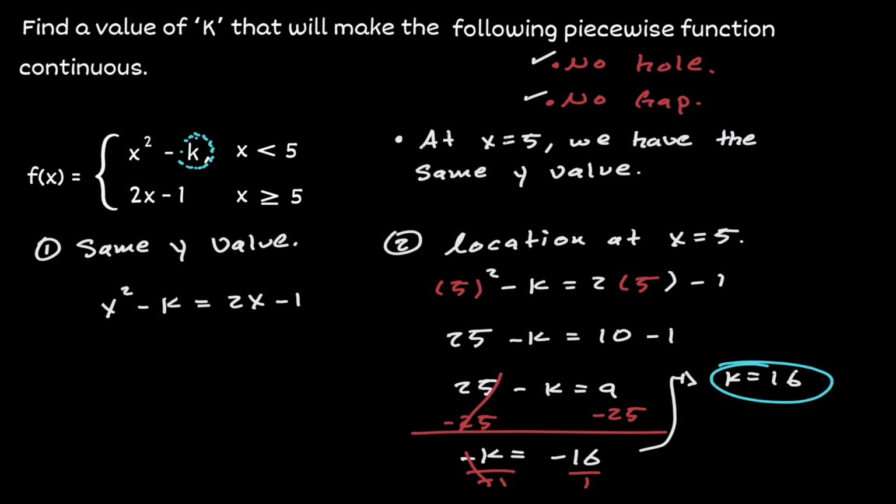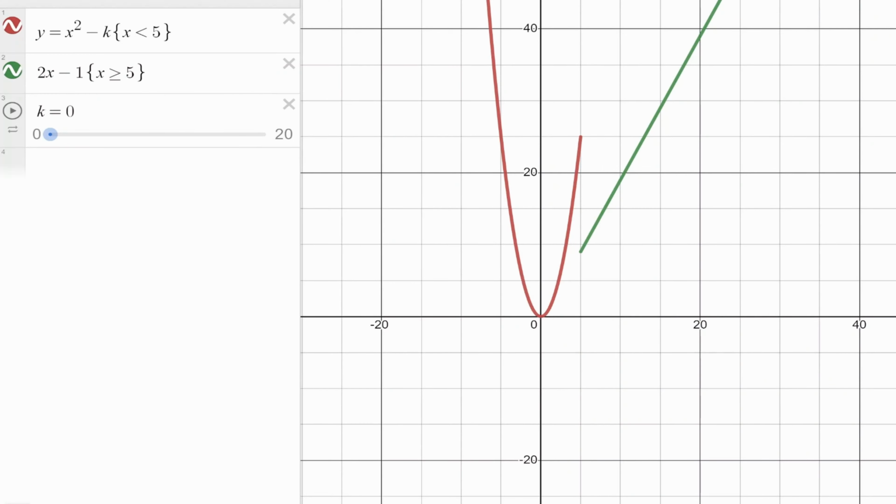If we let k be equivalent to 16, we will have a continuous piecewise function because we will guarantee that both lines in the piecewise function share the same y value at the location of x equals 5. Let's visualize this result. So now here we have both lines in the piecewise function in our first example. What we have here in red is the first line in our piecewise function, and what we have here in green is the second line in our piecewise function.